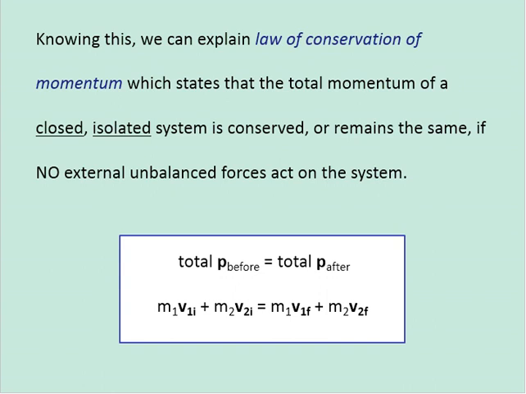If we look at that a little further, we realize that, say for example, we had two objects. We took the momentum of the first object plus the momentum of the second object before the collision. We have to know that the momentum of the first object plus the momentum of the second object after the collision has to equal.